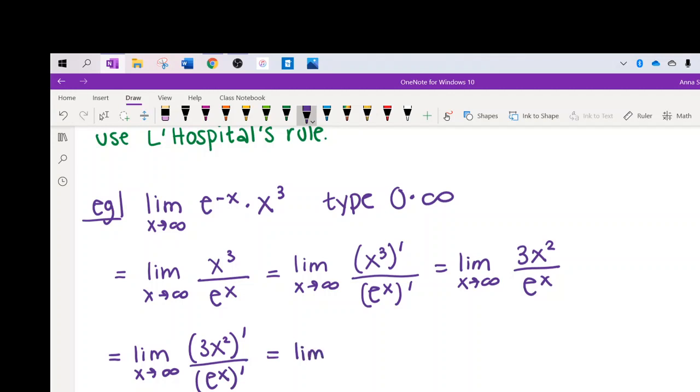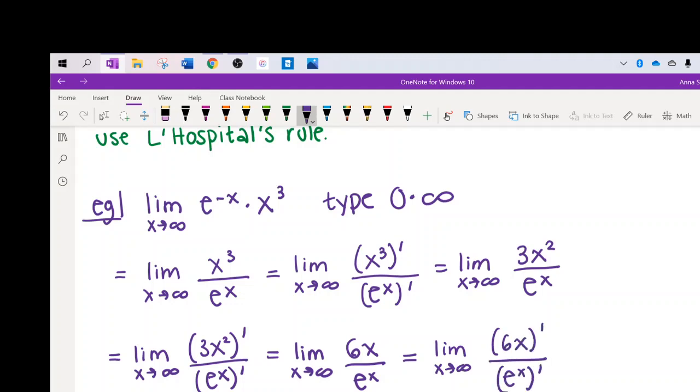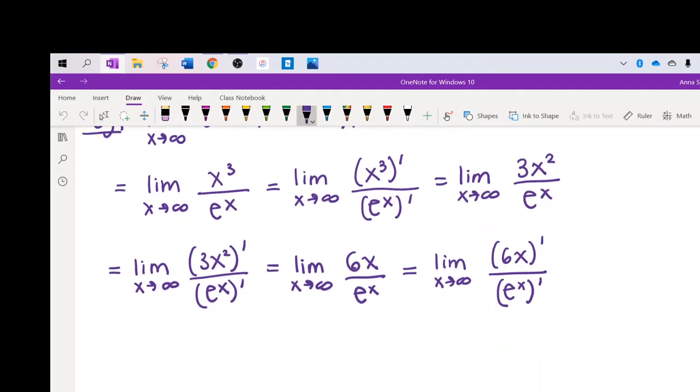And now we get the limit as x approaches infinity of 6x over e to the x. And again, we still have infinity over infinity as our type of limit. And so we want to take the derivative again. And so now we have the limit as x approaches infinity of 6 over e to the x. And so now we can finally say, okay, we have a number over something going to infinity, and so that's going to be equal to 0.